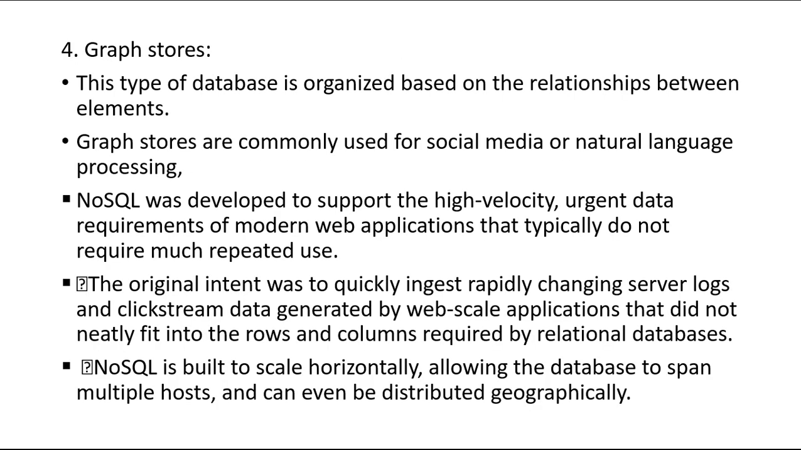Fourth one is the graph store. This type of database is organized based on the relationship between elements. Graph stores are commonly used for social media or natural language processing. Graph store is nothing but data represented using nodes and edges. Graph stores focus on relationships like in a social network. These are all the types of NoSQL databases in IoT. They are fast and easy to scale as data grows.